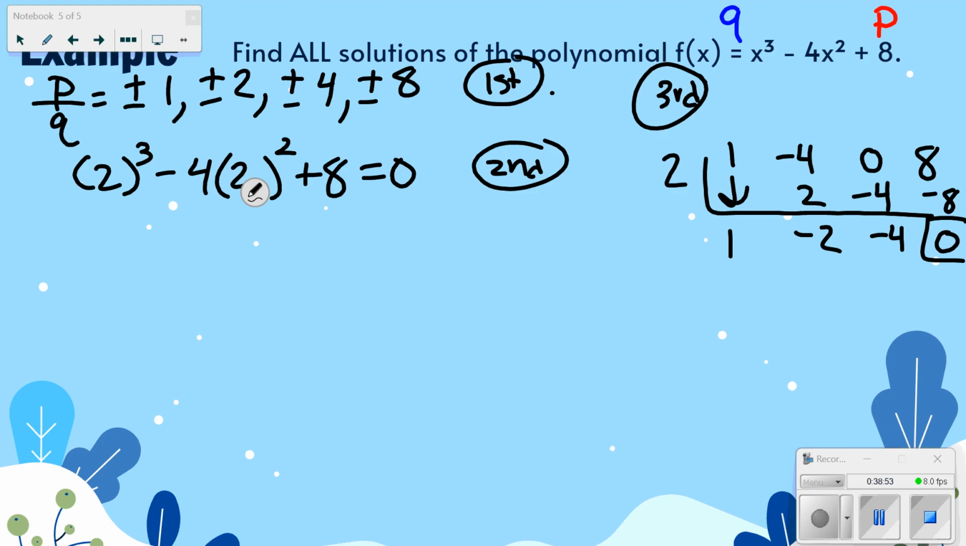1, -2, and -4. What does that tell us to keep solving from there? What do we think? 1, -2, and -4. How can that help us? What do you think, Eamon? Say like x squared. Yeah, x squared, then what's my next term? Great job. So I know I have x squared minus 2x minus 4.